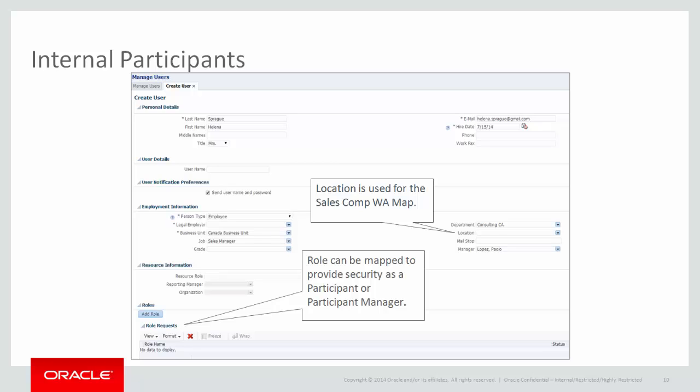I mentioned a little bit ago that one of the things that comes standard with incentive compensation is HCM Foundation. And part of HCM Foundation are these create user screens. So here's a quick screenshot of a create user screen where I can log in. Again, this is standard across the Fusion applications, and I can log in and create a participant.